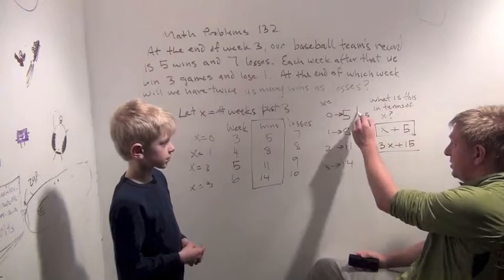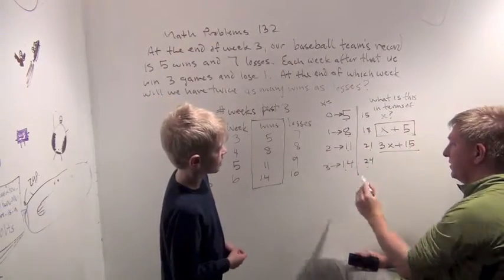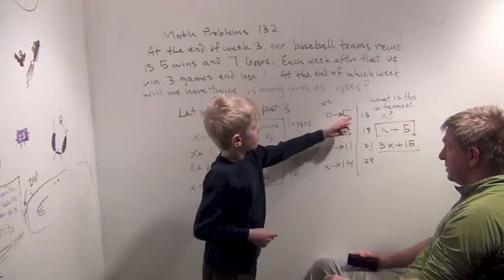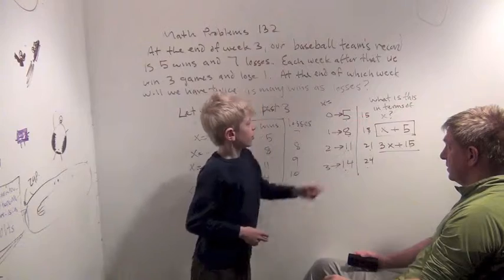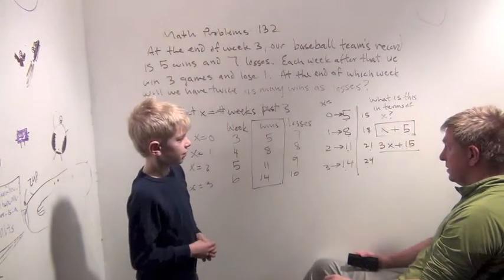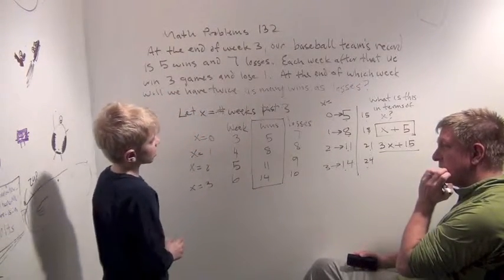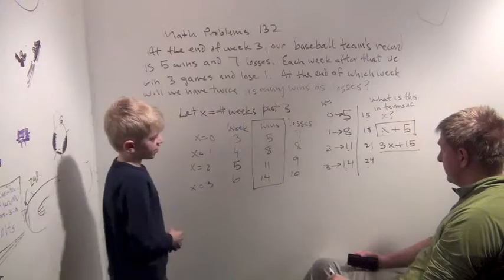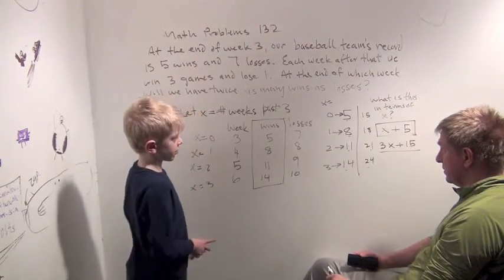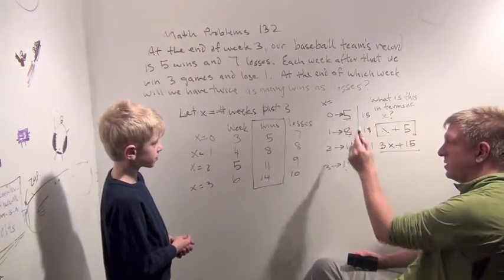Do you notice any relationship between 5, 15, 8, 18, 11, 21, 14, 24? Well, 5 times 3 is 15. That's true. All the last digits are the same. That means all of them are multiples of 3. But how do these numbers relate to this number?